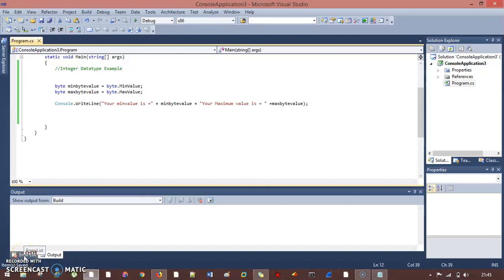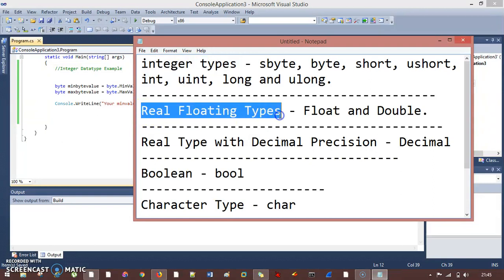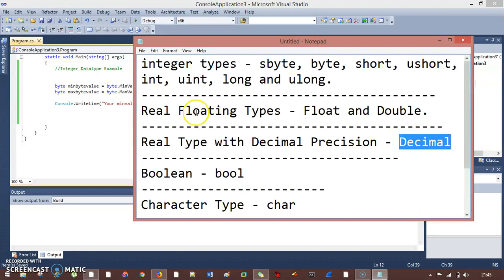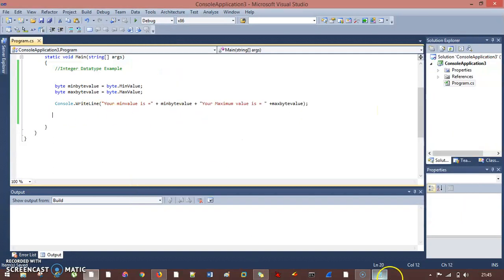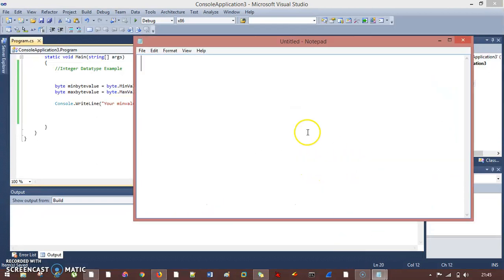Hello everyone. In this session we will discuss real floating types, and we had discussed the integer data type in my previous video. So we are moving forward to real floating types, and we'll discuss float and double, and then we'll go for decimal too. Basically, the real floating type supports float and double.